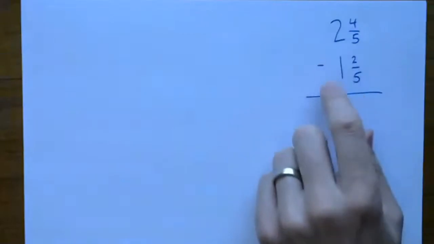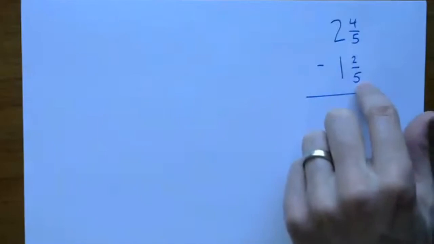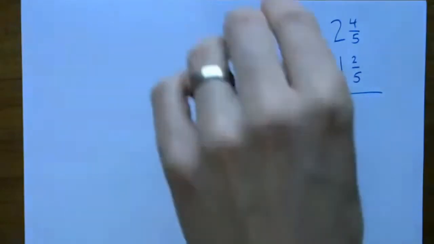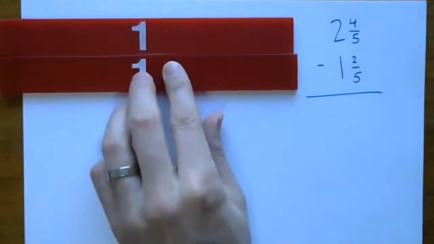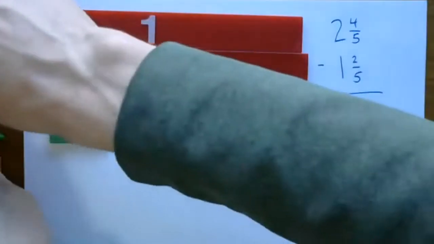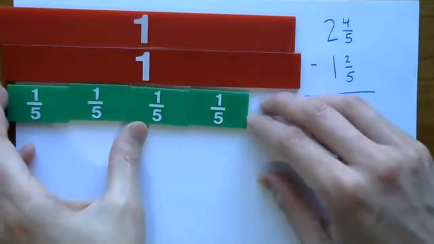We're going to be subtracting mixed numbers. These are mixed numbers that have the same denominator, so 5 in this case. Now I always like to start doing these problems by modeling the situation here. And if you are modeling 2 4/5, you'd need 2 of the whole rods and then 4 1/5. So 2 4/5 looks like this.